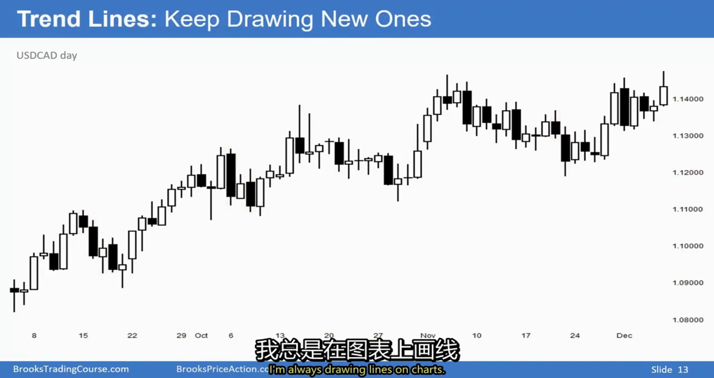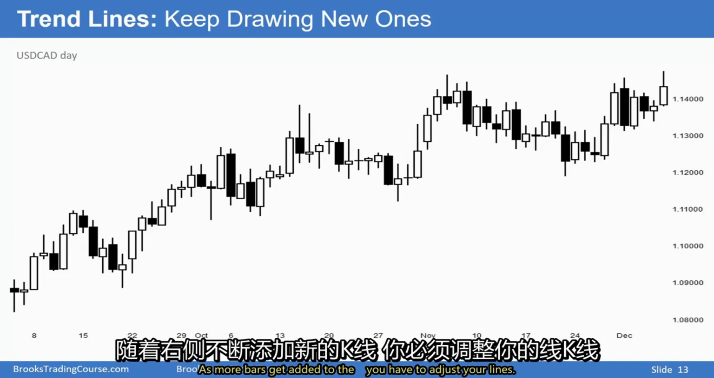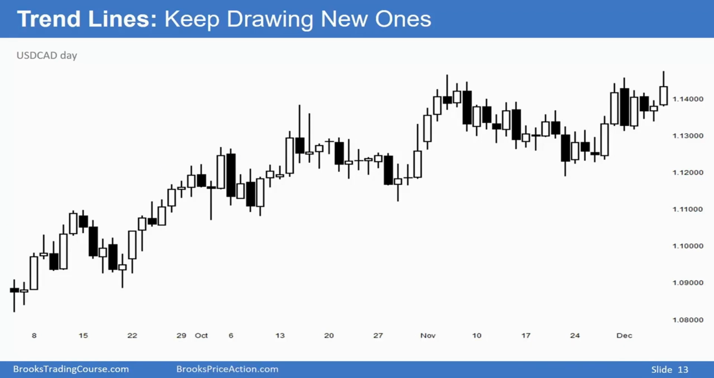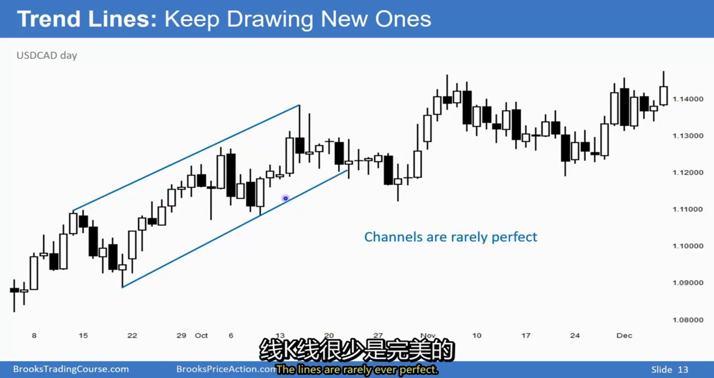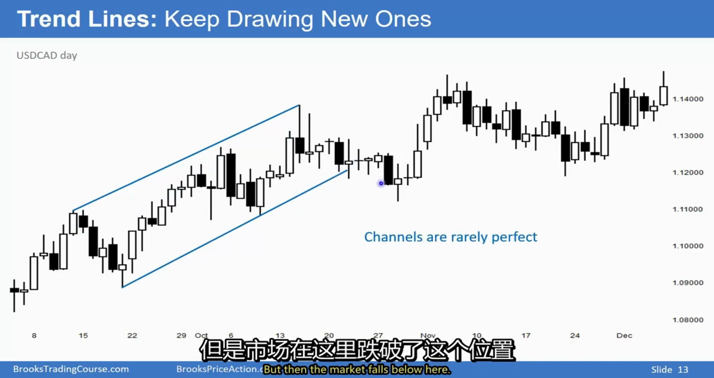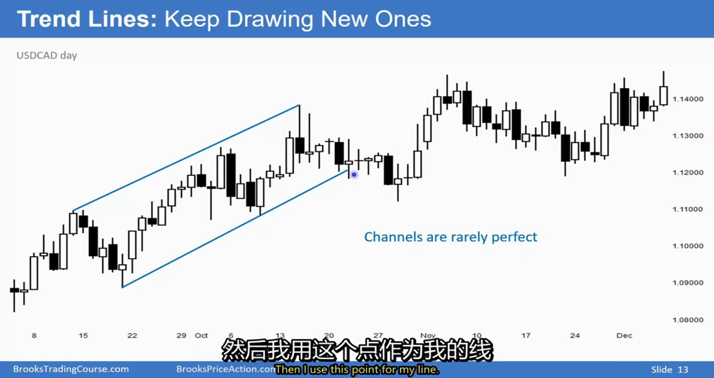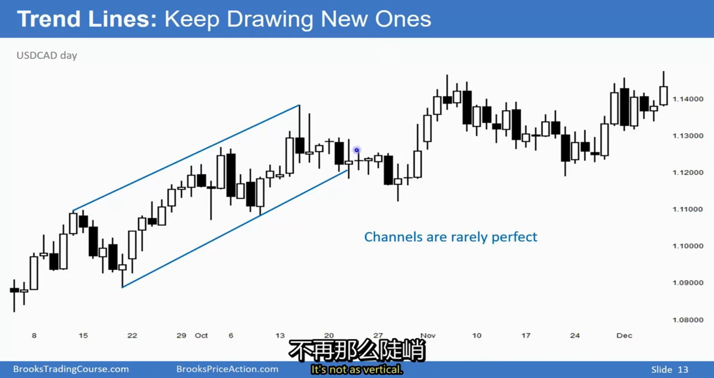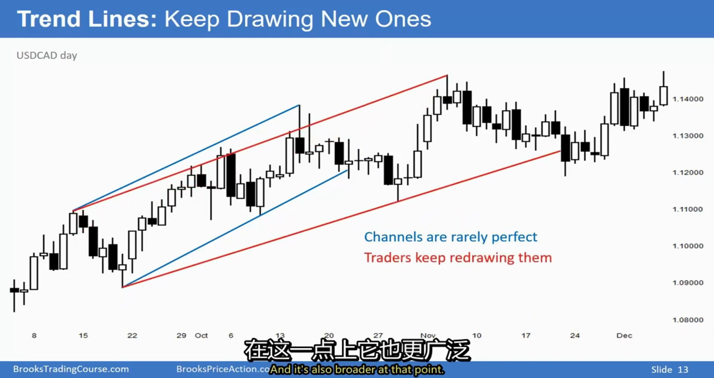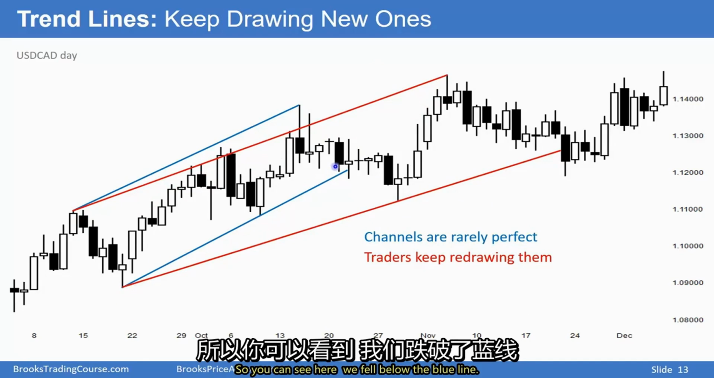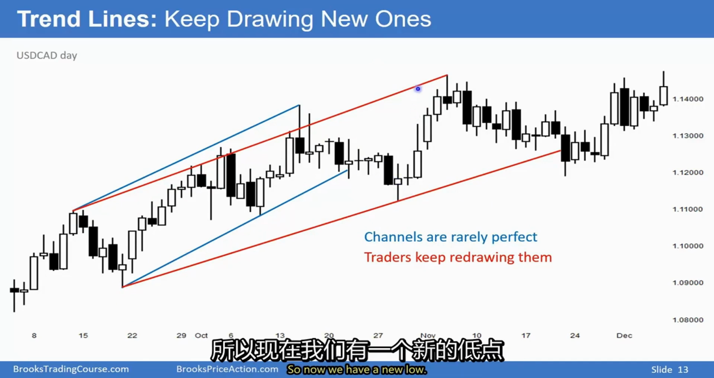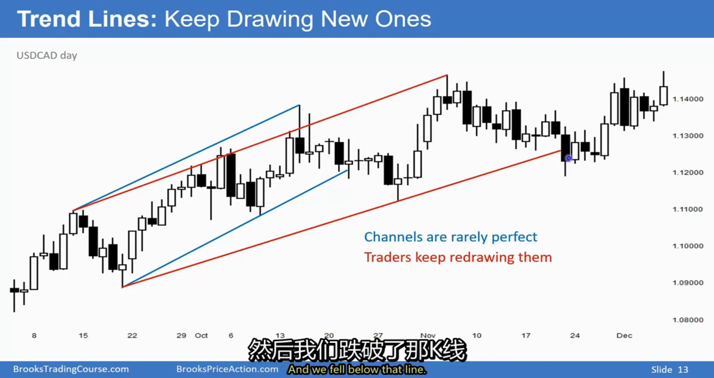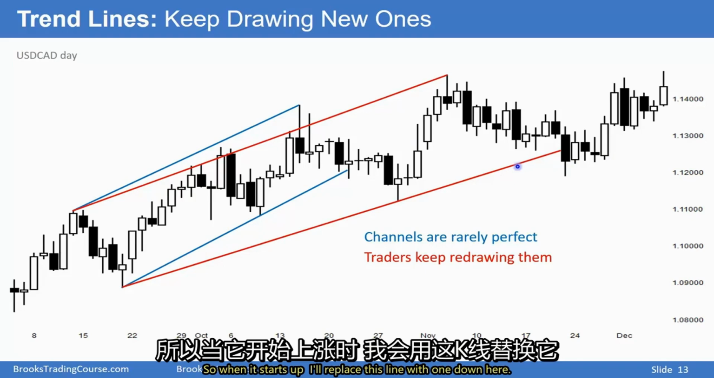I'm always drawing lines on charts. You start with what you have in front of you. As more bars get added to the right, you have to adjust your lines. The lines are rarely ever perfect. At this point, I'm using these lines, but then the market falls below here. Then I use this point for my line, but it's still a bull trend. It's just flatter. It's not as vertical, and it's also broader at that point. So you can see here, we fell below the blue line, so now we have a new low, market rallied. This is now my trend. And we fell below that line, so when it starts up, I'll replace this line with one down here.